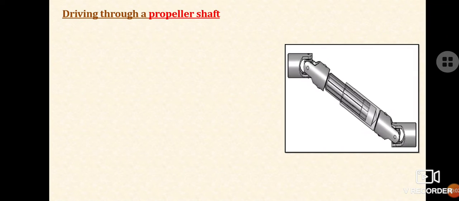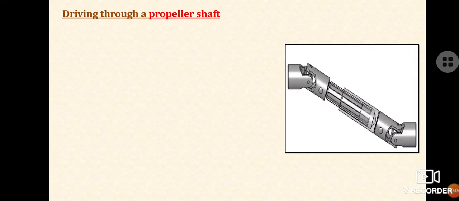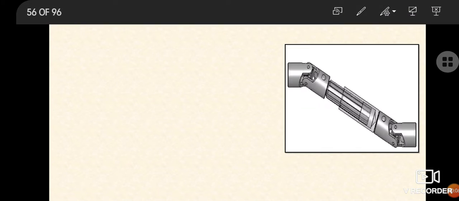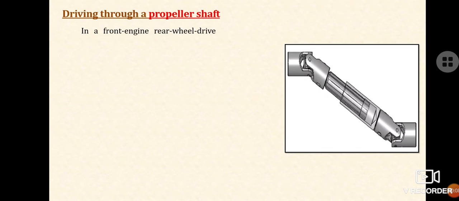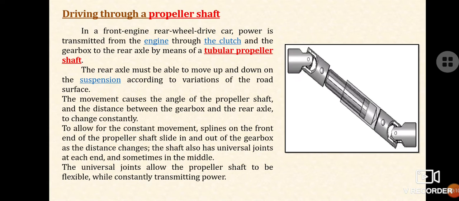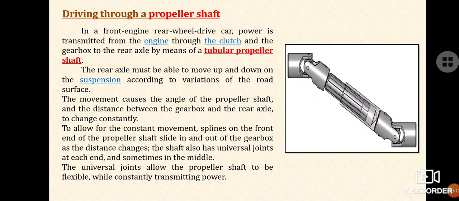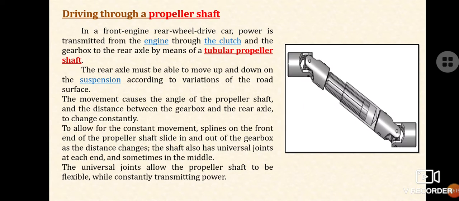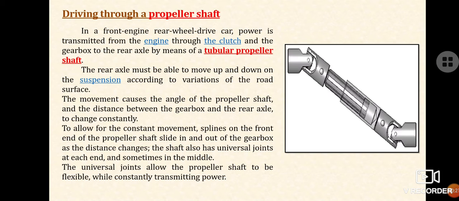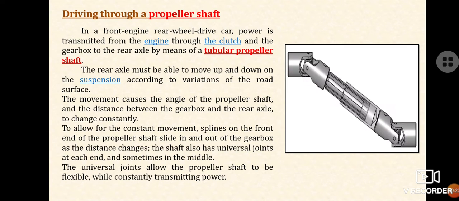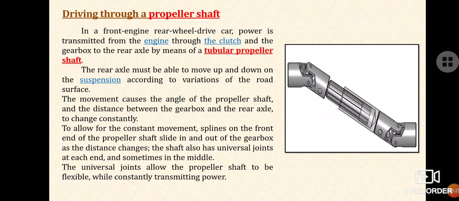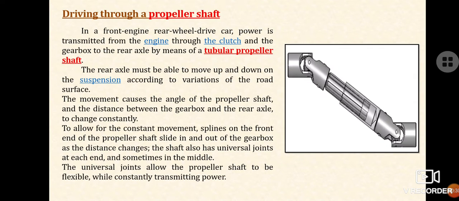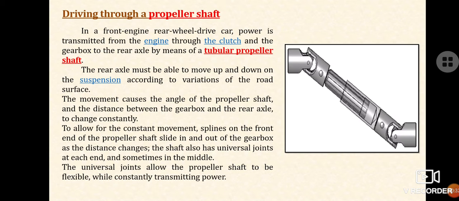So let's discuss driving through a propeller shaft. Generally, propeller shaft is a driving shaft which connects the transmission main shaft to the differential of the rear axle. It transmits the power from gearbox to rear axle with the help of universal joints. The propeller shaft is also known as driving shaft.